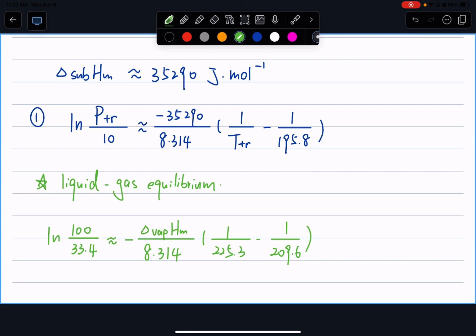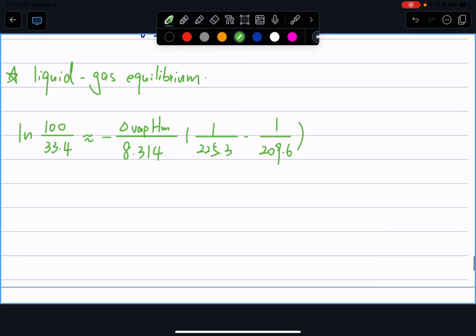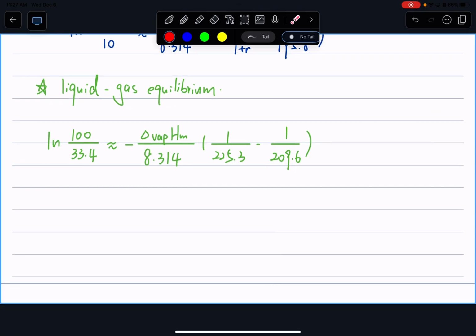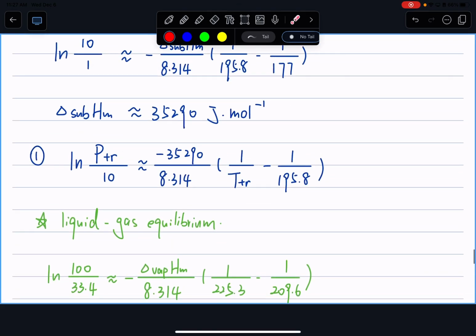All right. Once you solve for the delta H of vaporization, you can do the same thing. You plug it back into this equation and get another equation that represents your triple point pressure and your triple point temperature. And with those two equations together, you can solve for the triple point temperature and pressure.